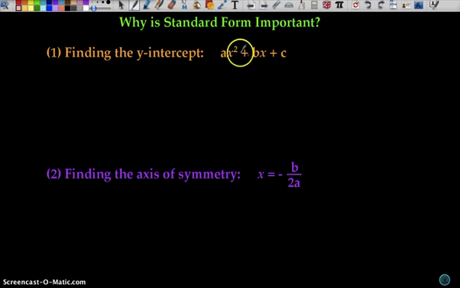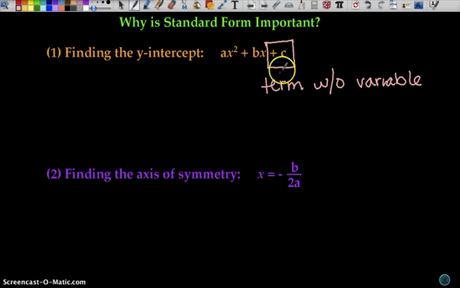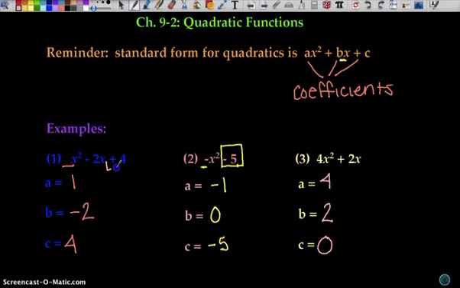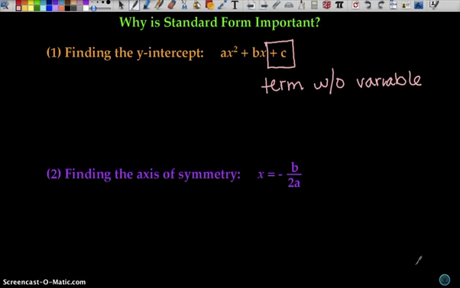So why is the standard form important? Well, first thing is because you can find the y-intercept. The y-intercept is always the term without a variable. All right, so with this, if it's not written there at all, then it's 0, and if it is written there, it's whatever number. So if we come back to these previous examples, right here, our y-intercept would be the point 0, 4. Pretty easy, right? Now with this one, we didn't have a c value, so that meant that our y-intercept was the point 0, 0. See, you've totally got this.